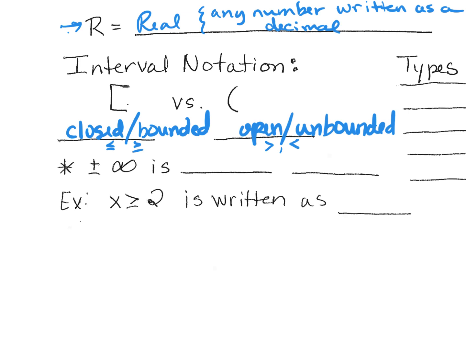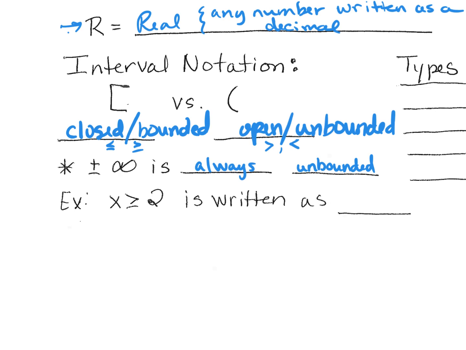Notice there's an asterisk there that says plus or minus infinity is always what? Is it always going to be bounded or unbounded? Yeah. Why unbounded? Is infinity a number? It's a concept. Infinity is not a number. There is no end to the number line in either direction. If there is no end, then we can never actually get there, can we? So it is unbounded by nature.